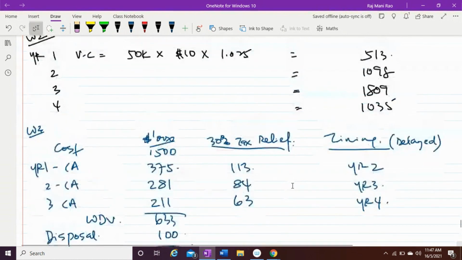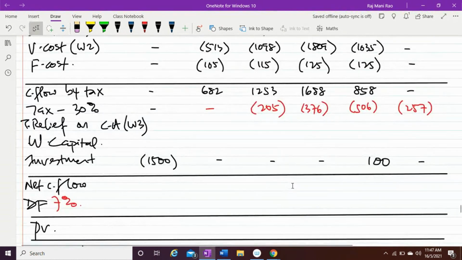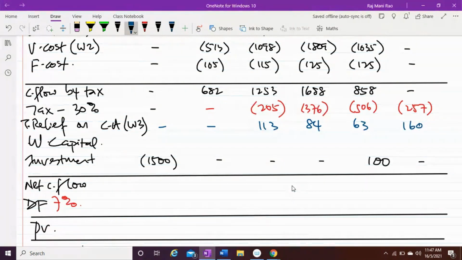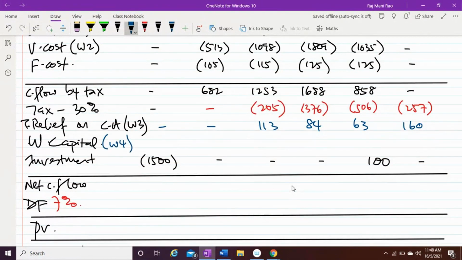So 113, 84, 63. So nothing here, nothing here. 113, 84, 63, and 160. Now working capital.